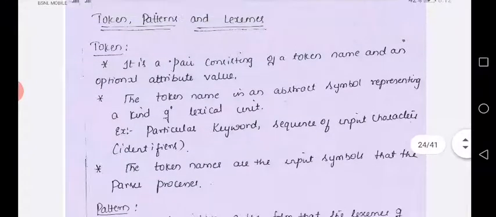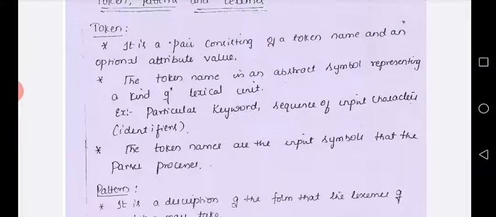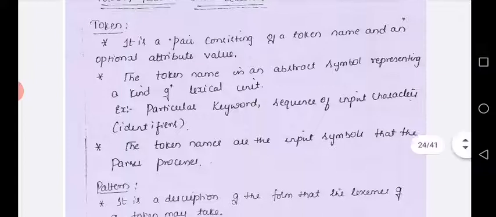Regarding token, we have an explanation. It is a pair consisting of a token name and an optional attribute value. Then the token name is an abstract symbol representing a kind of lexical unit. The token will be used for a particular keyword or sequence of input characters, for identifiers. Then the token names are the input symbols that the parser processes. So this token name itself we are sending to the next level, the syntax analyzer, which is the parser, where it is going to process them.